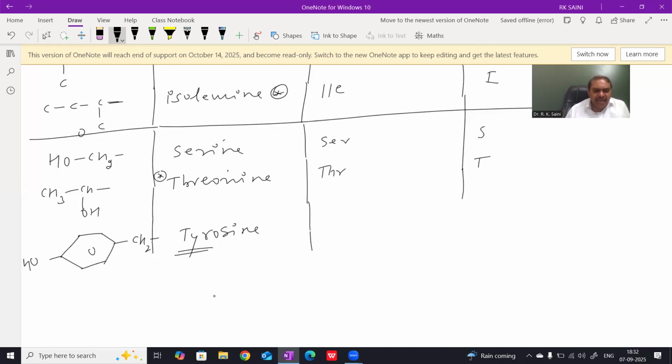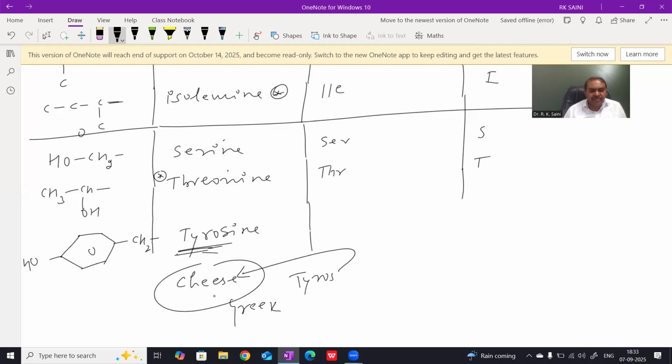These names like glycine and tyrosine are common names, and the common names of amino acids are given on the basis of their source or their properties. For example, tyrosine was first obtained from cheese, and in Greek, tyros means cheese, so its common name is tyrosine. The three letter code is TYR and the single letter code of tyrosine is Y.